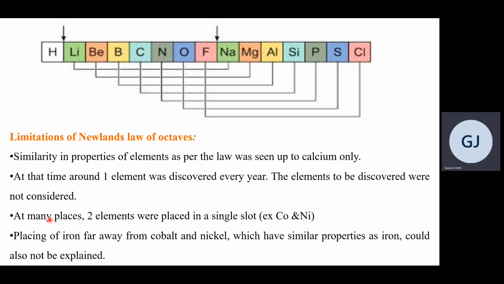The next thing: at many places, two elements were placed in a single slot, and they had different atomic masses, right? If a single slot contains two atoms of different atomic masses, how can they be similar to the previous eighth one, right? In this way, the law of octaves again failed, right?